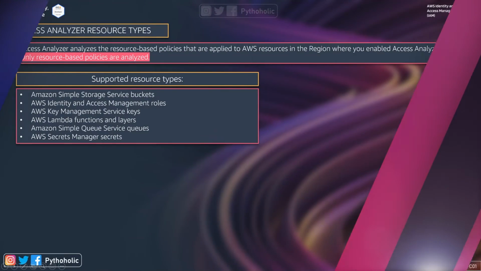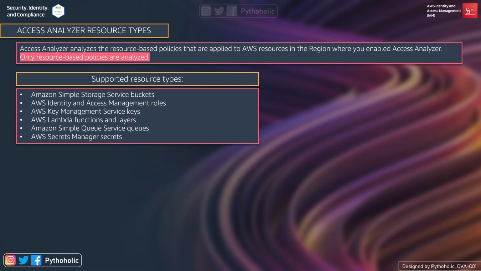Let's move on. Here, Access Analyzer analyzes the resource-based policies that are applied to AWS regions or resources in the region where you have enabled Access Analyzer. And remember that only resource-based policies are analyzed. Remember this point very carefully. AWS IAM Access Analyzer analyzes the resource-based policies that are applied to AWS resources in the region where you enabled Access Analyzer. And remember that only resource-based policies are analyzed.